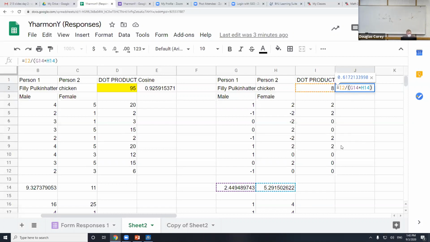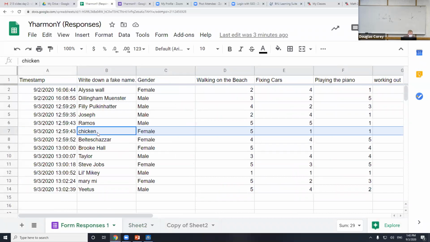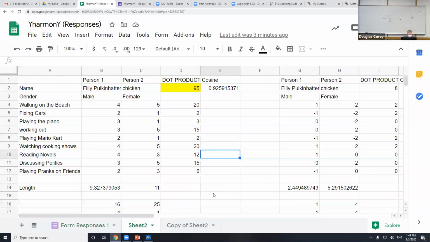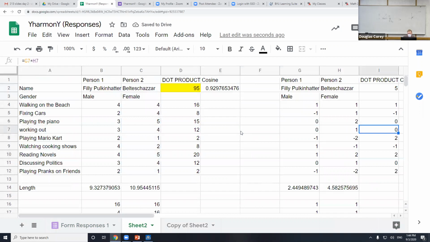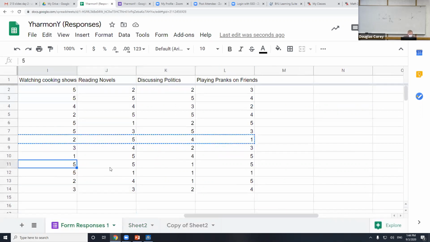So there's potential there between Philly and chicken. But let's see, let's pick another female, see if there's a better match. Balthasar, okay? I'm sorry, Balthasar, if I massacred your name, okay? Let's see who is a better fit here. Paste it, transpose it. 0.4, even worse. Right now, chicken's in the running. Okay, still in the running, okay?